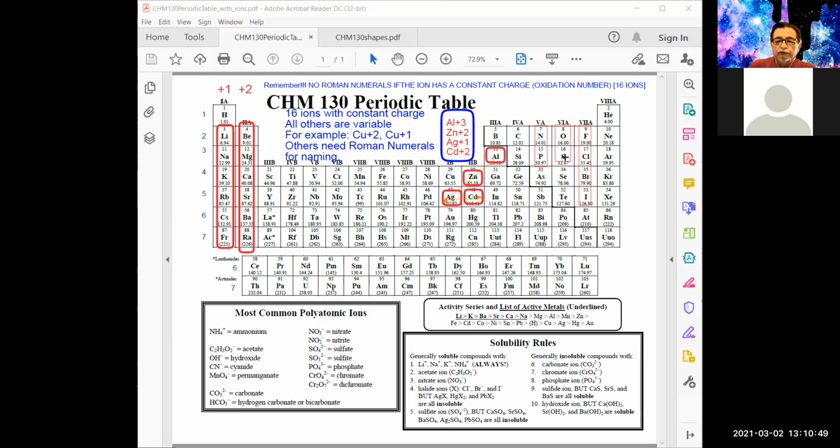Oxygen and sulfur, they're in group 6. They're going to pick up 2 electrons, have an ionic charge of -2. Oxygen, its name goes from oxygen to oxide. The name sulfur goes to sulfide, okay?